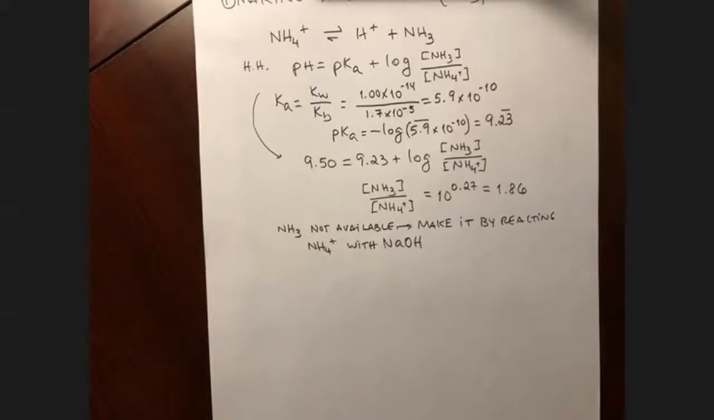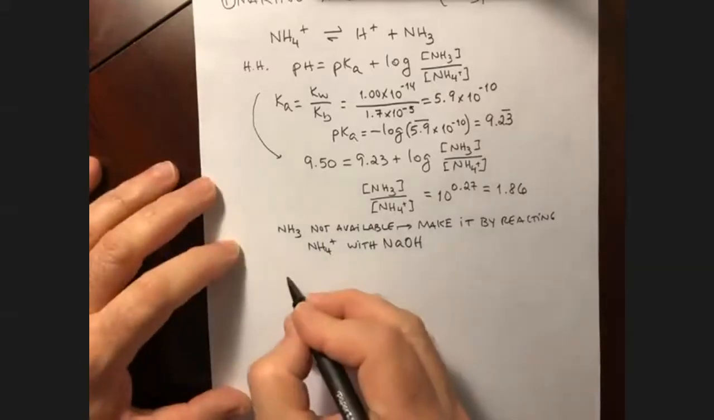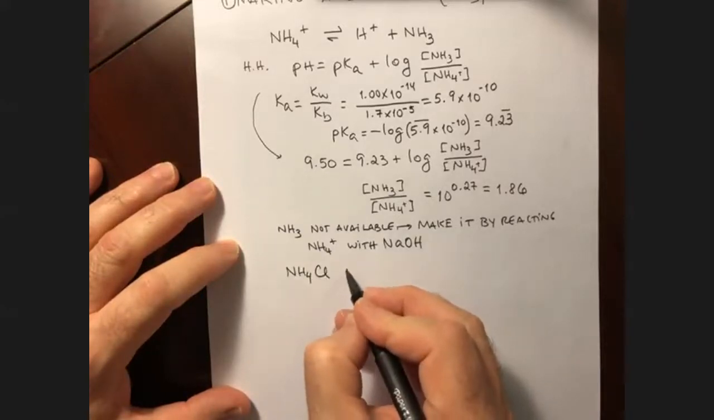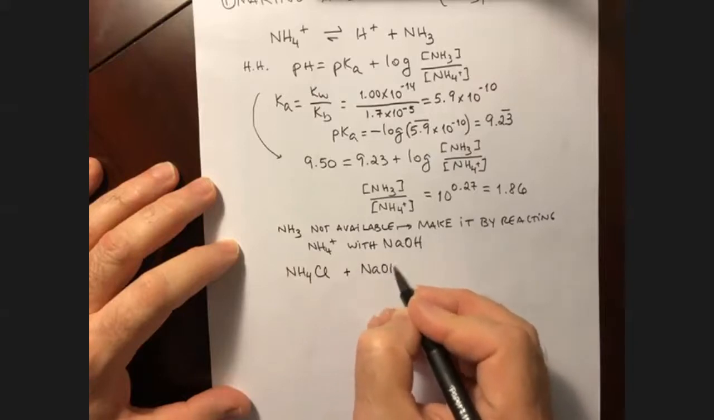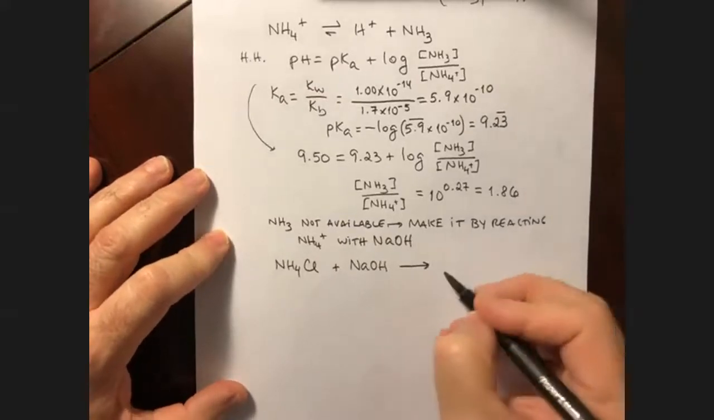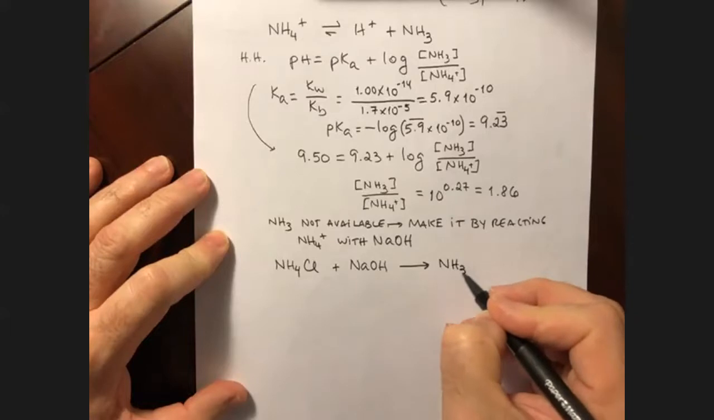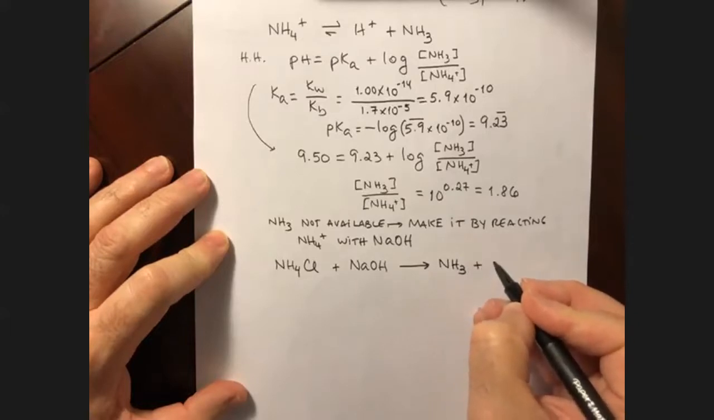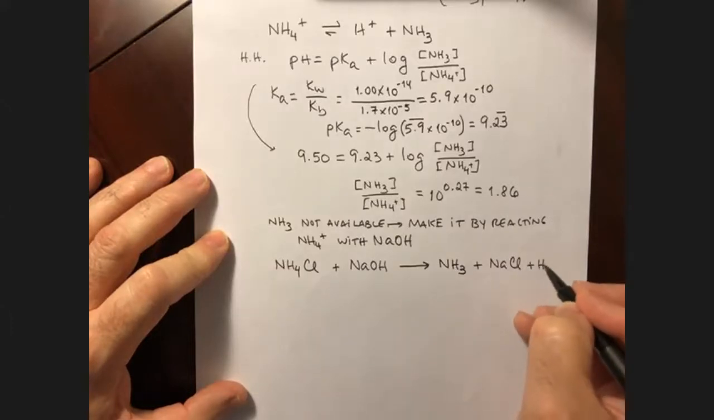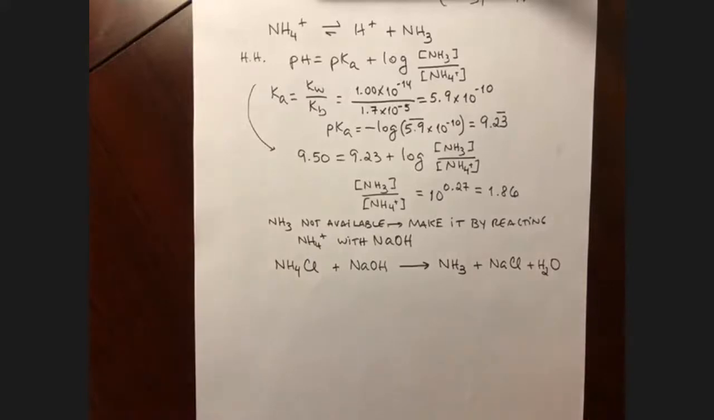So let's set up our experiment. So what I'm going to do is I'm going to have NH4Cl, and I'm going to add NaOH. Now remember, this is a straight up reaction, okay? No equilibrium here. This is an acid-base reaction, and I get NH3 and NaCl and water. Everybody with me?